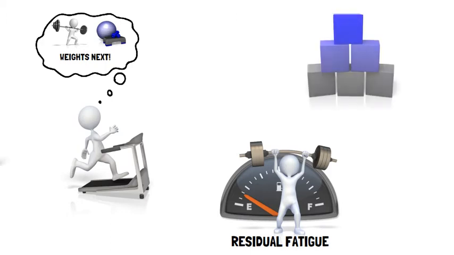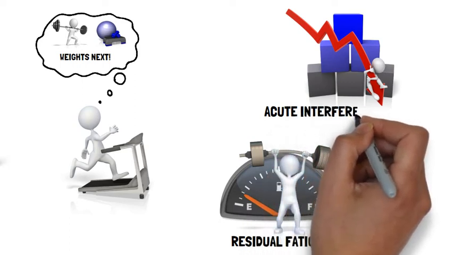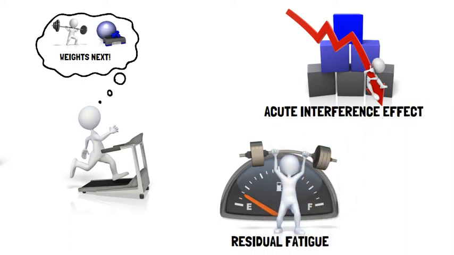Therefore, the reduction in training stimulus from the reduced lifting volume can potentially interfere with maximal strength and hypertrophy development. This is known as the acute interference effect. Therefore, it may be necessary to preserve the load volume of strength exercise during concurrent training to help avoid or mitigate against the acute interference effect.